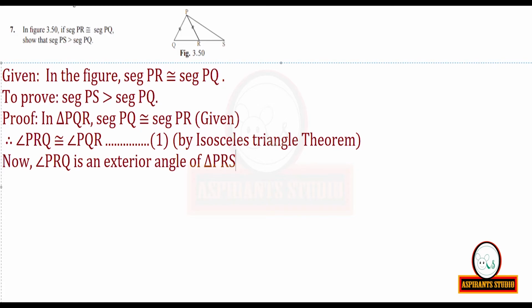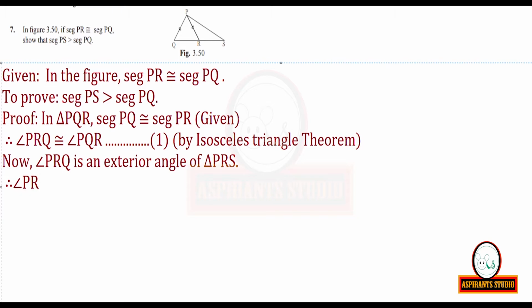Now take triangle PRS. Consider triangle PRS. Angle PRQ is an exterior angle of triangle PRS. When you extend the side RS towards the left, then we get angle PRQ, and it is an exterior angle of triangle PRS.